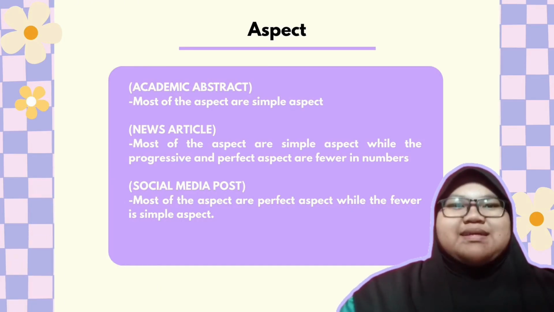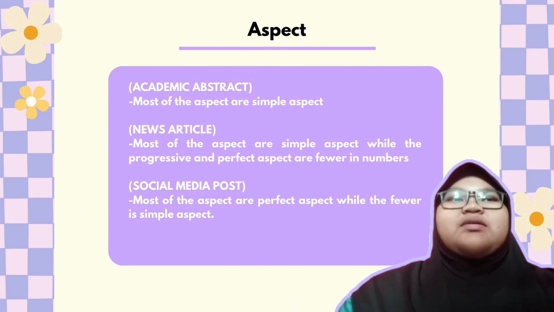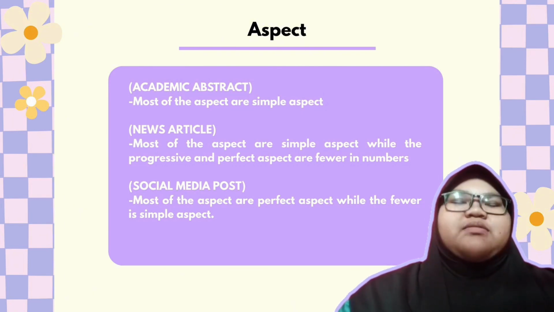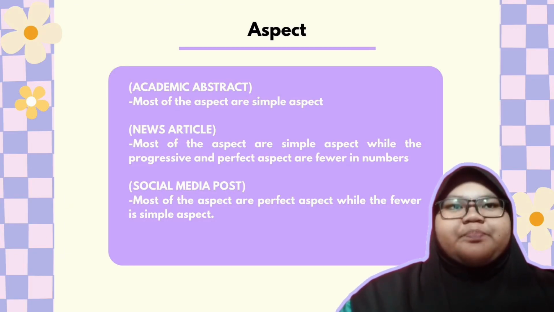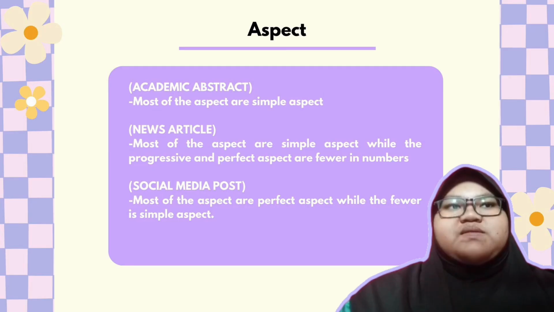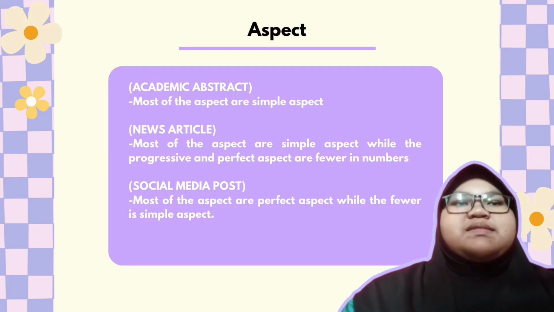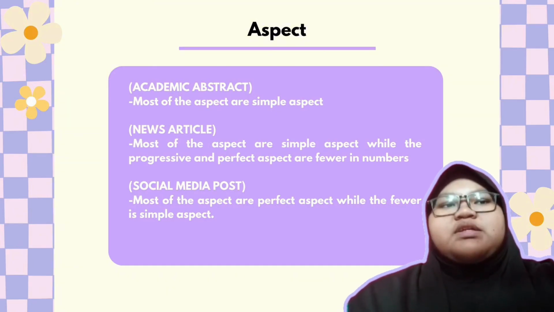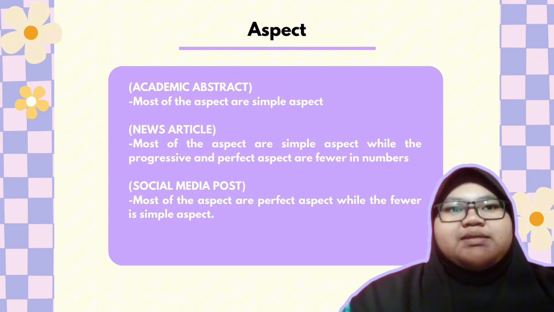Moving on to aspects. Aspect is used to show how events or action unfolds over time, whether it was simple, perfect, progressive, or perfect progressive. For the academic abstract, most of the aspects present in the examples from the text are simple aspects. The news article also contains a lot of simple aspects, but with some progressive aspects as well. The social media posts, however, mostly contain perfect aspects, while fewer in simple aspects.